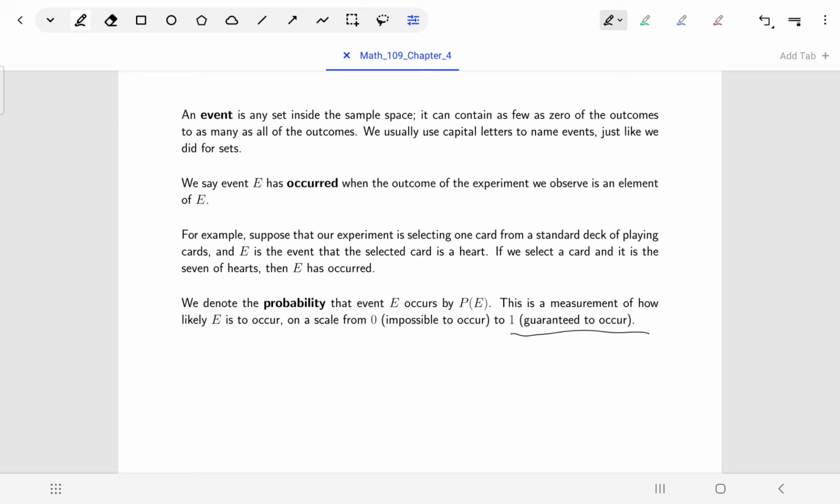The notation that we use is to put the P in brackets with the name that we've given to our event. So P of E, P in brackets E, that's the probability that our event E will occur.